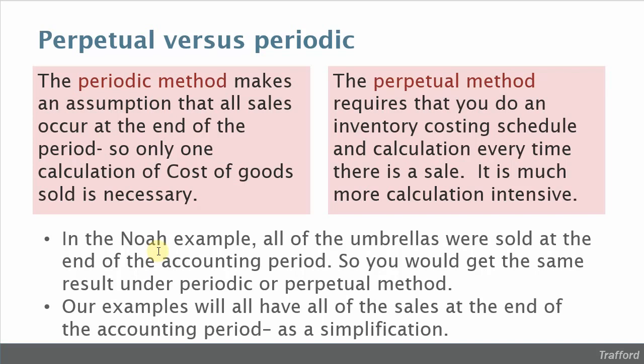The examples that you'll see in this class, as far as anything on a quiz or an exam, will have that same simplification. Either all the sales will occur at the end of the accounting period, or I will tell you that for this purpose a company is using the periodic method, and then you just assume that all of the sales occurred at the end of the period.